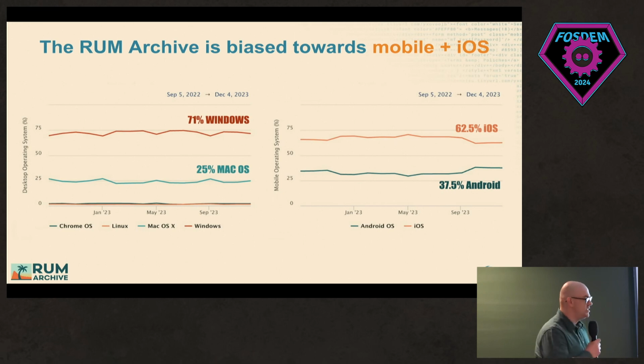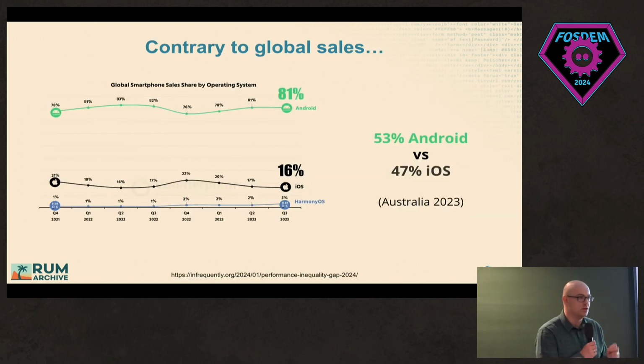Now, diving a little bit deeper, looking at the different OSs that we see. On the desktop side, it's probably somewhat as you might expect. But on the mobile side, we have a very outsized representation of iOS devices at nearly 63%. And I say outsized because if you look at the actual sales numbers globally, iOS fluctuates between about 15 and 20%. Even if you look at some of the richer countries, like let's say Australia, you expect a more 50-50 split. And there are several reasons why iOS is overrepresented in the RUM archive.